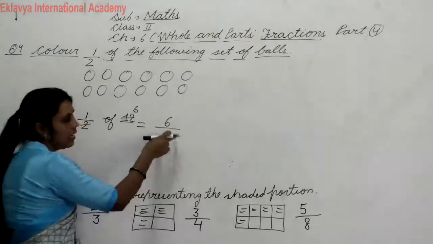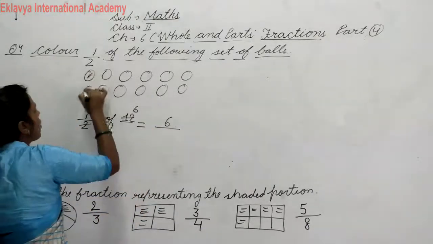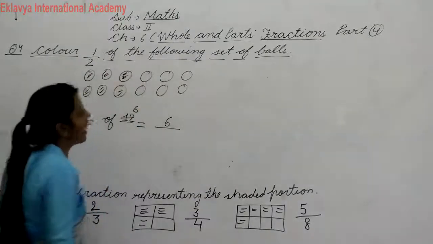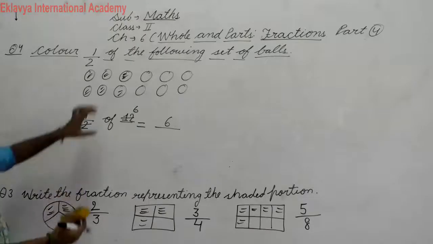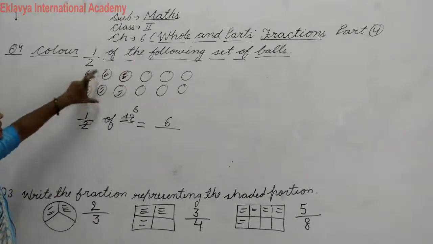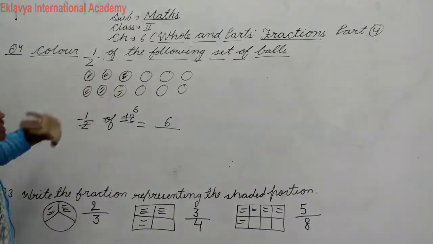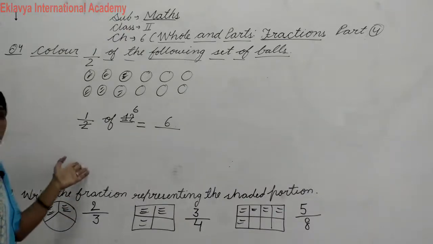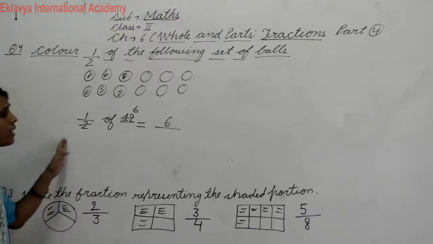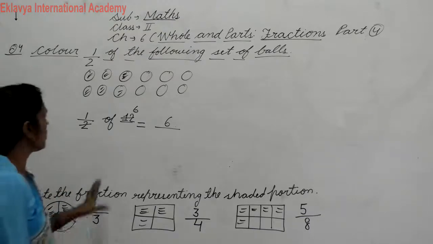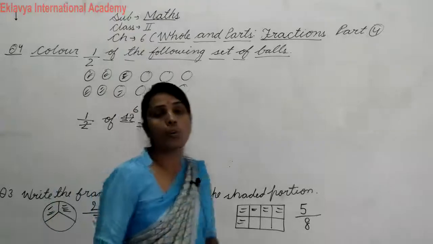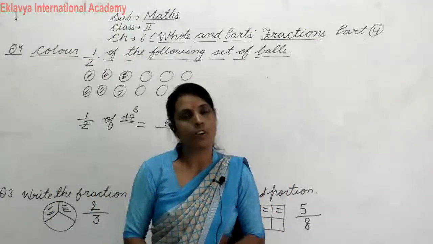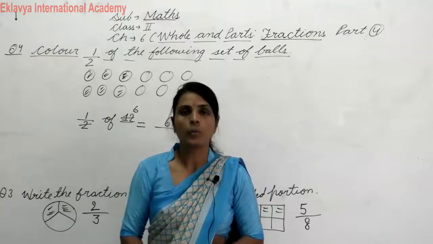6 is your answer, and we will fill color only 6 balls, because 6 balls is your half from these 12 balls. Okay. What is half of 12 balls, beta? 6 balls. So we will fill here 6 balls color. Got it? Question number 3. Sorry, question number 4. Understand? So beta, these 4 questions you have to write in your notebook with good handwriting, and you have to do practice also in your rough notebook. Okay beta, thank you and have a nice day.